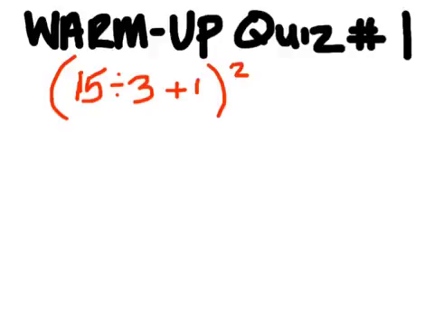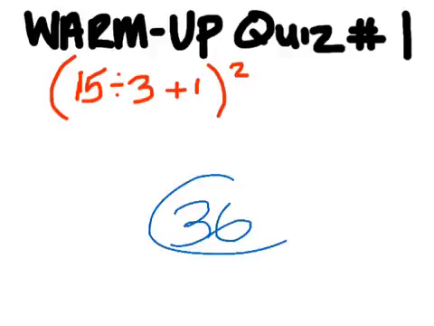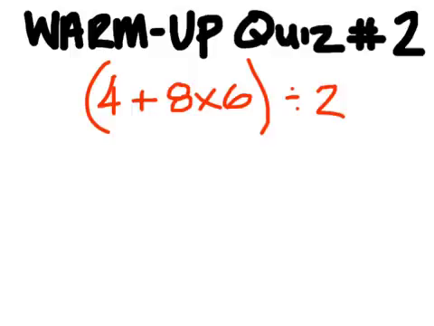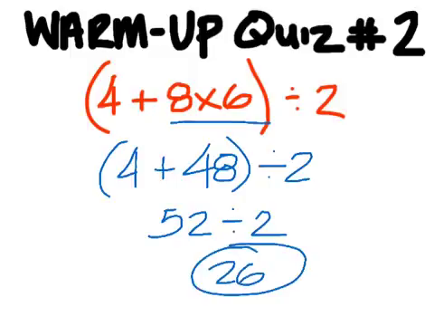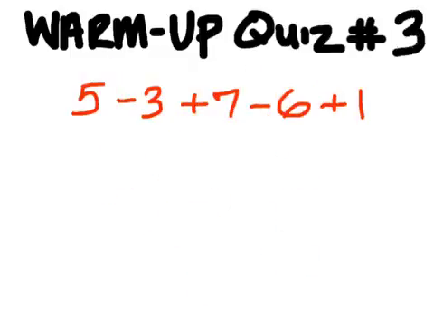Everybody had the right answer. 36. Number 2. 8 times 6 is 48, plus 4 is 52. Divided by 2, 26. Number 3.